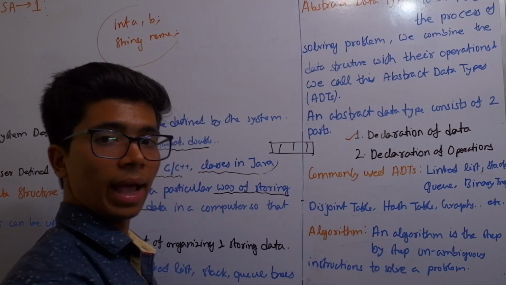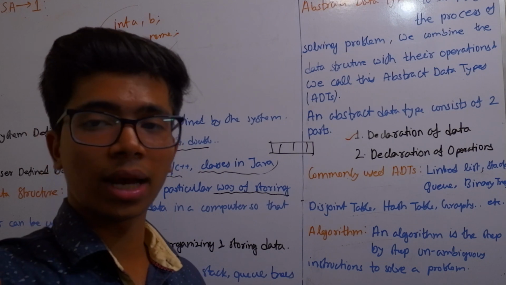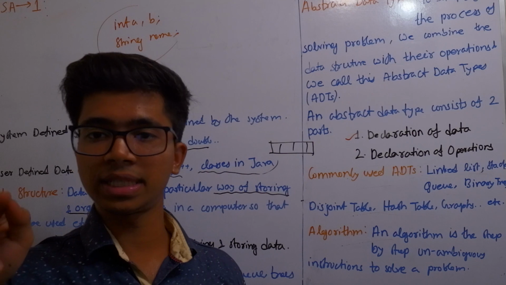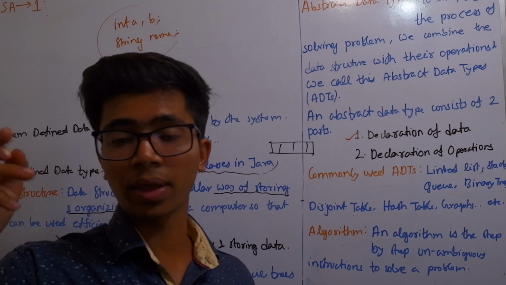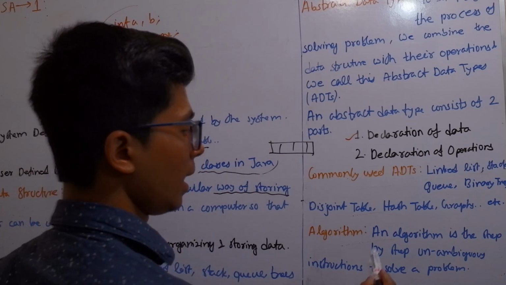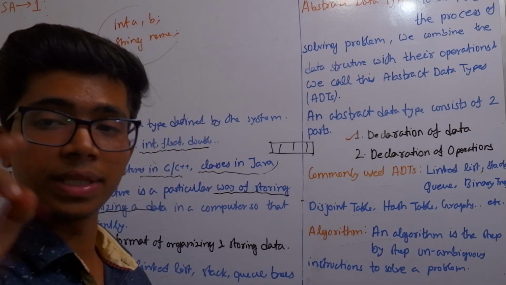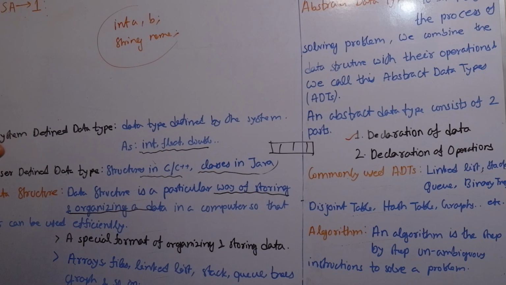An algorithm. Now you might have heard what an algorithm is. An algorithm is a set of certain instructions, step by step, to solve a certain problem. An algorithm is a step-by-step unambiguous instruction to solve a problem. So the instructions to solve a problem are algorithms.